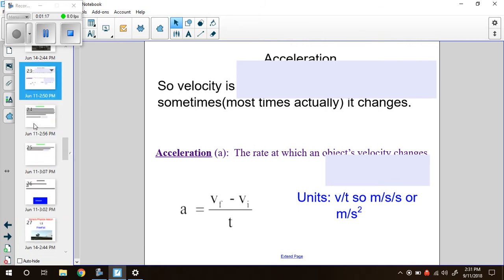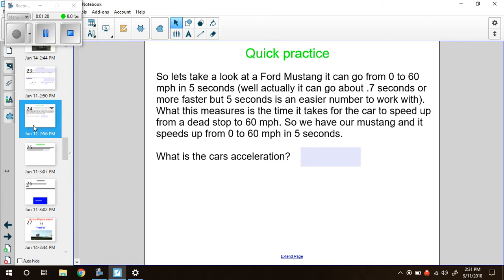All right, so go ahead and look at our first example here, a Mustang example, so you know it's sweet. A Mustang can go from 0 to 60 miles per hour in 5 seconds. What this is measuring is the time it takes the car to increase its speed from dead stop to 60 miles per hour. So we have our Mustang, it's speeding up. What's its acceleration? It does so in 5 seconds. There's a couple ways that you can go about this. I'm going to want the answer for this one in meters per second squared, since that's what I said our units are going to be in. So we're going to have to do a little bit of conversion here.